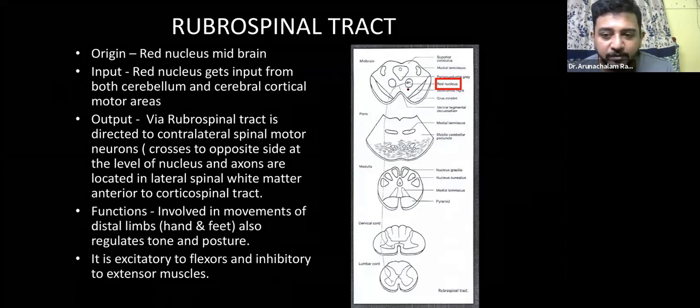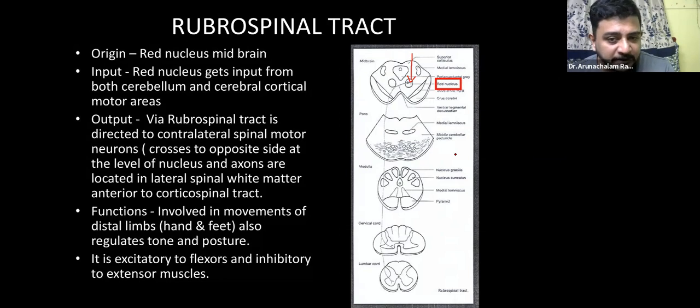But one thing we should remember, that this also receives information from some other part. That is the significance of the extrapyramidal system. We saw that the pyramidal system starts from the cerebral cortex, but the extrapyramidal system does not arise from the cerebral cortex, but always has an influence from the cerebral cortex. So the influence for the red nucleus is coming from the cerebellum and the cerebral cortex.